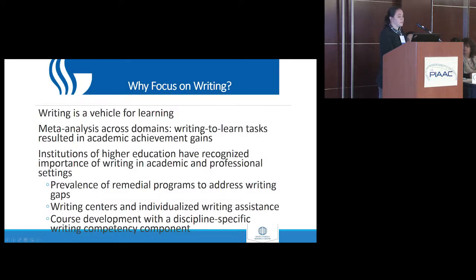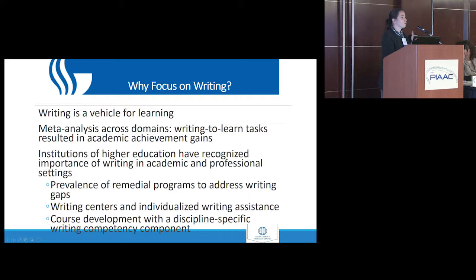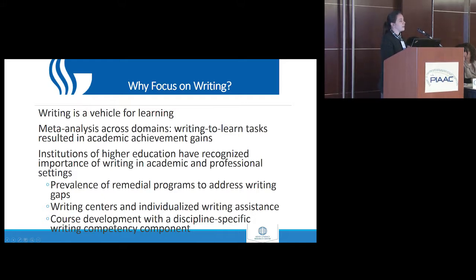Writing is typically thought of as a vehicle for learning, and particularly people switch from learning to write and the mechanics of writing to what we call the writing to learn paradigm, where people are writing to better understand a concept. And once you switch to the writing to learn paradigm, you're really promoting more critical thinking skills that are needed in further education as well as workplace. A recent meta-analysis with K through 12 children has found that engaging in writing to learn tasks resulted in academic achievement gains across a multitude of domains, so math, science, social studies, as well as literature.